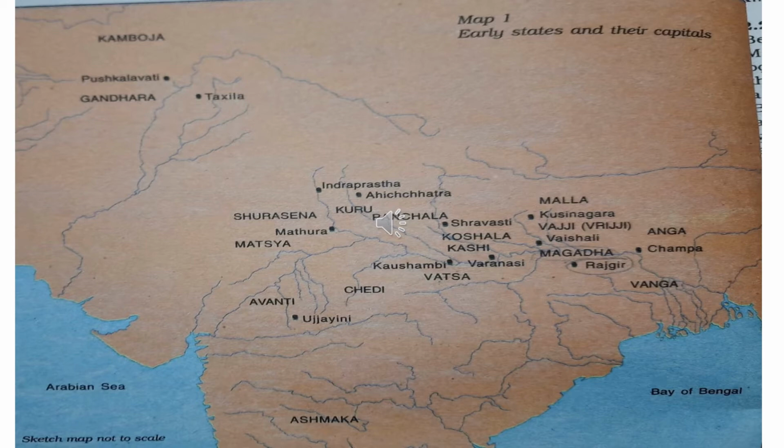Number 8 is Kuru, and its capital was Indraprastha, and its present-day location falls in Meerut and southeastern Haryana. Number 9 is Matsya, and its capital was Viratnagar, and its location is the Jaipur, Alwar, Bharatpur area in Rajasthan. Number 10 is Chedi. Its capital was Sotthivati, and it falls in the present-day Bundelkhand region. Number 11 is Avanti. Its capital was Ujjaini in the northern part, and in the southern part Mahishmati served as its capital. Both of them are in Madhya Pradesh.